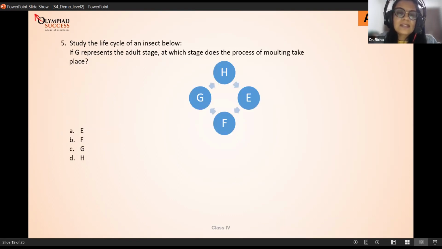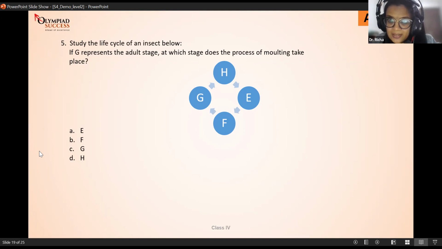And next, this we just did. Suppose this is a life cycle. G is the adult version. So where exactly does molting happen? At which stage will molting take place? You all know what molting is, right? Shedding of old skin, getting a new one. It can be an exoskeleton, it can be skin.